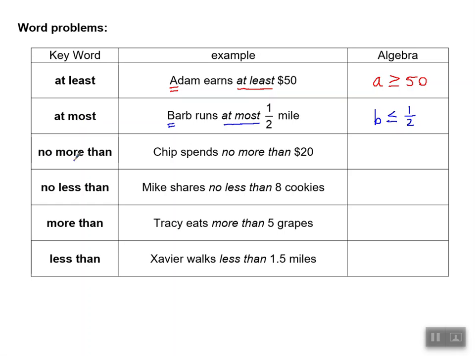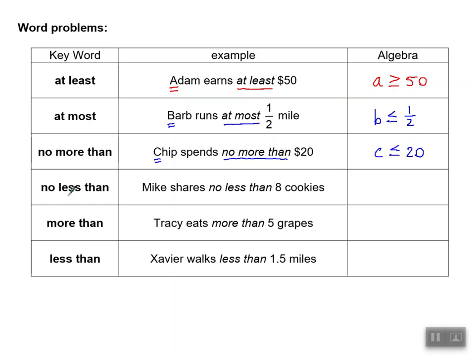What about no more than? Chip spends no more than $20, which means he did not spend $21 or $22. He spent something that's either less than $20 or equal to. So for Chip, this is also a less than or equal to, and he spent less than or equal to $20. So at most or no more than both mean the same inequality symbol.